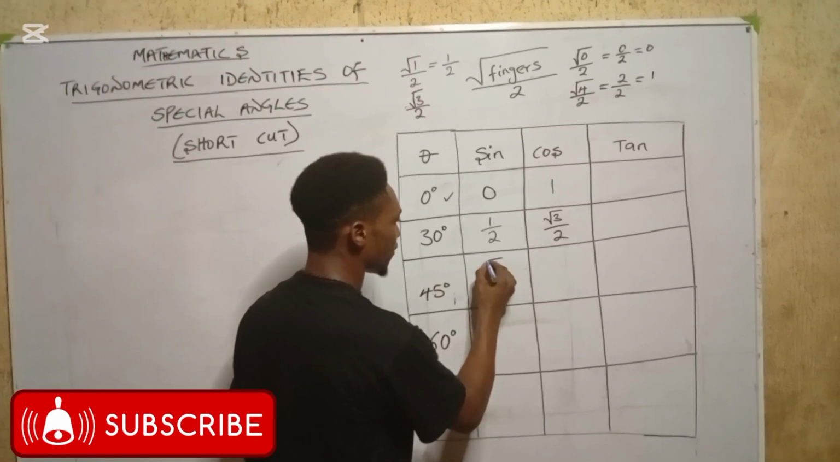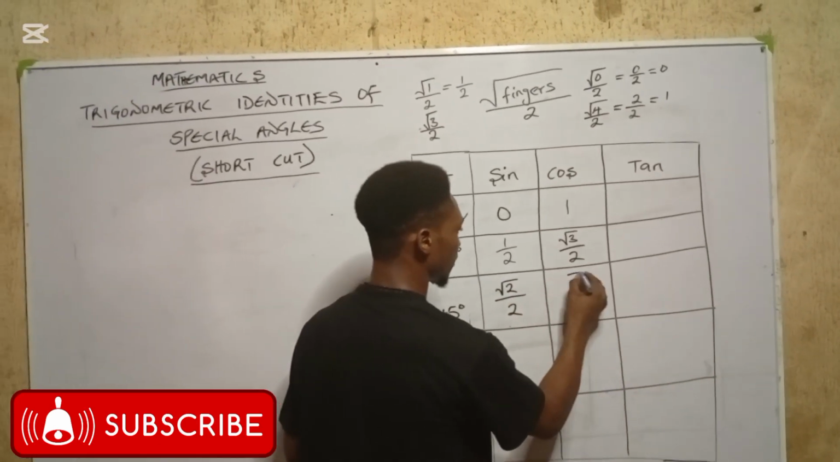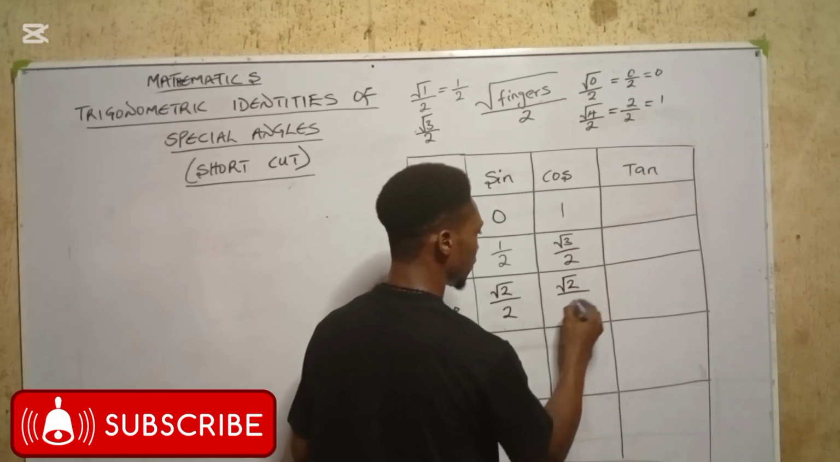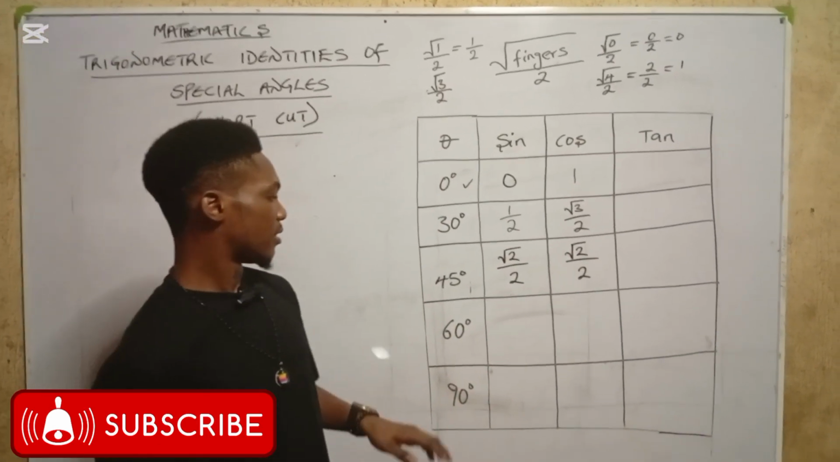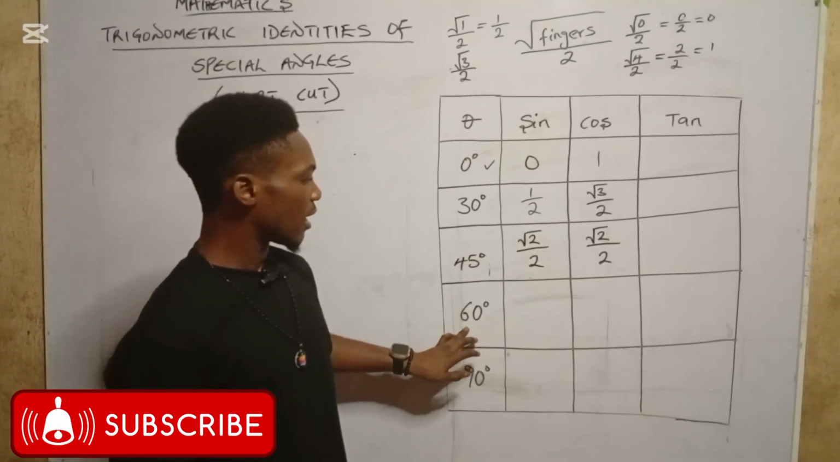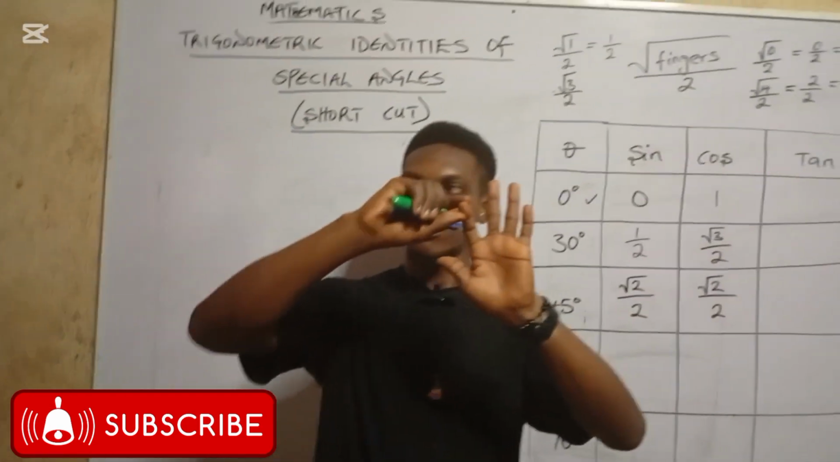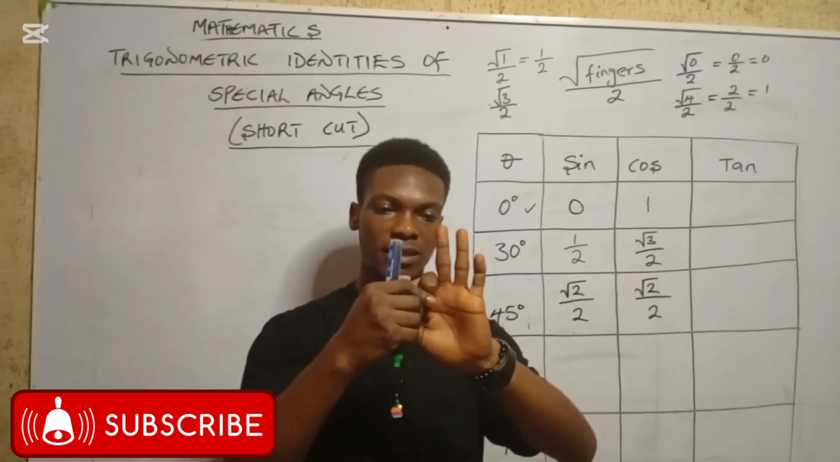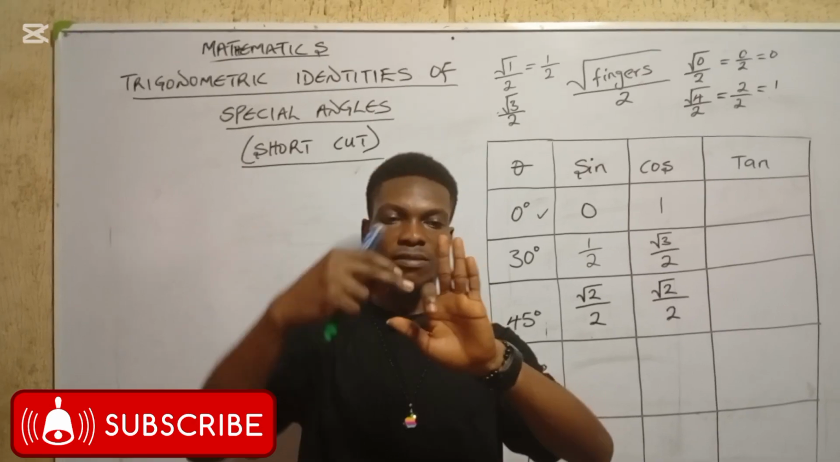So sine 45 will be root 2 over 2, and then cos 45 will also be root 2 over 2. The next one is sine and cosine of 60 degrees. Bring down this finger. This is my 60 degrees: 0, 30, 45, and 60.